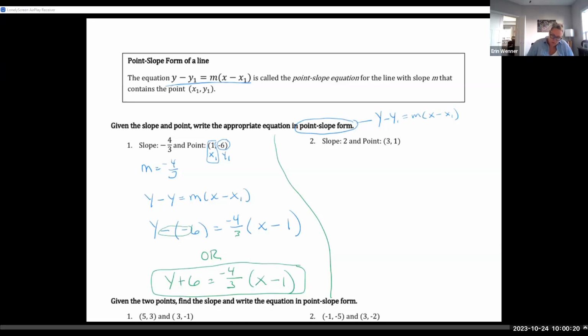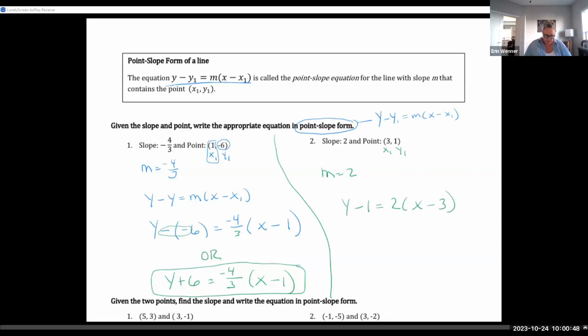Again, they're giving us our slope of 2. So m is going to be 2. We know that we have an x1 and a y1. So we're going to do y minus 1 equals 2 times x minus 3. And then we're done.